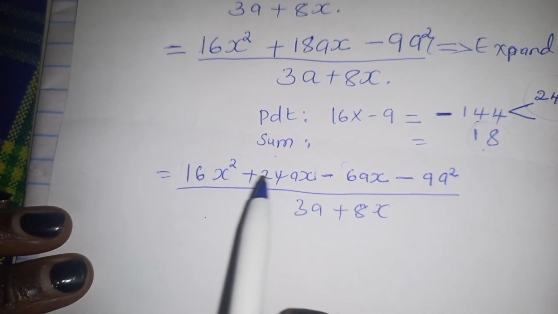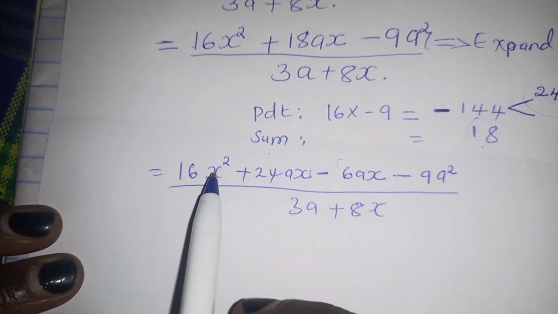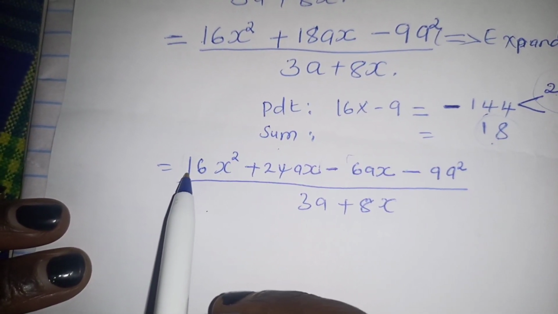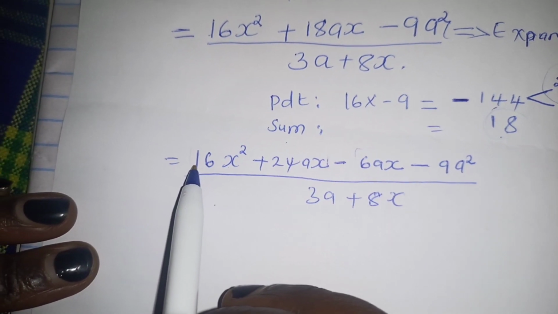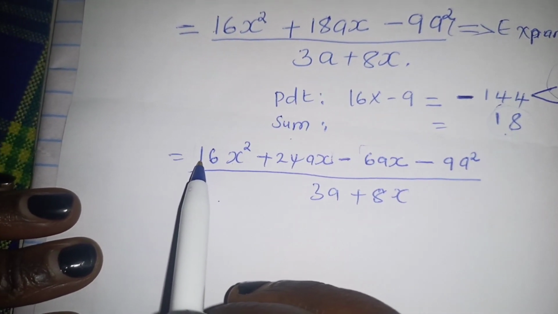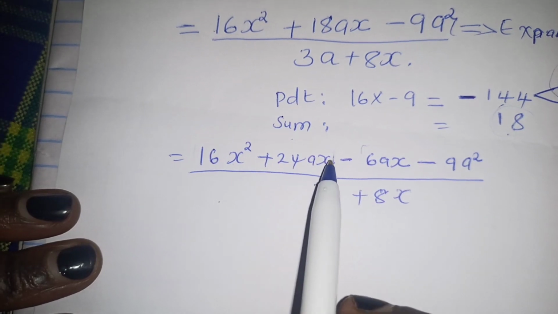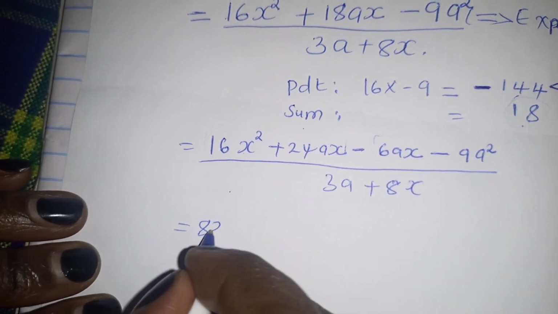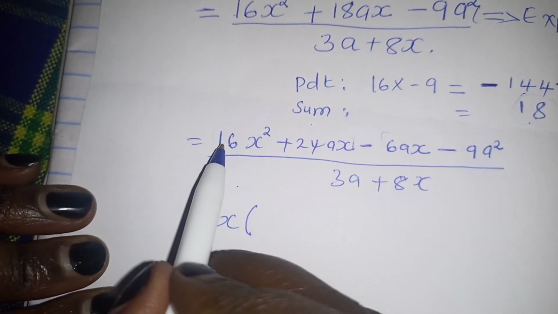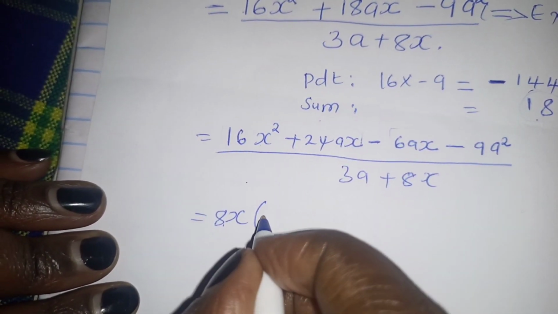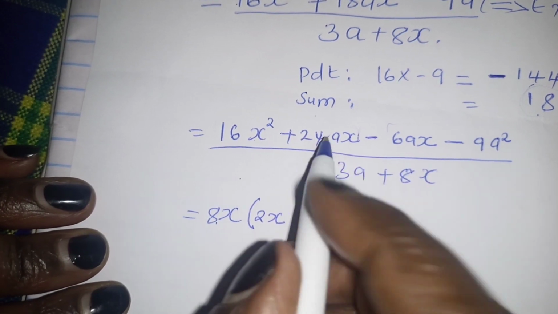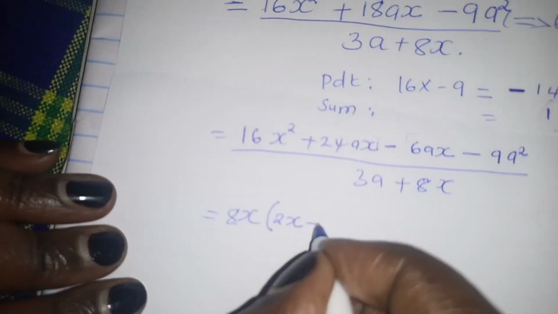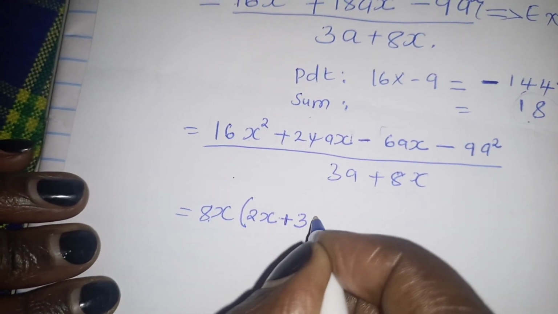So clearly in the first pair, what is common? x is common. Again, you can see clearly that 8 is common in both cases. So we have 8x, and 16x squared divided by 8x gives us 2x. 24ax divided by 8x gives us plus 3a.